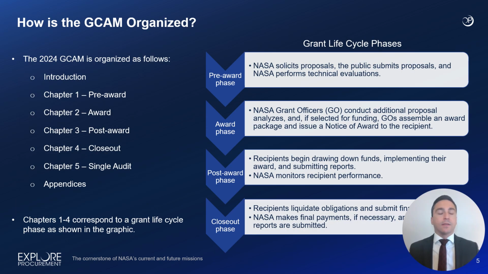The GCAM consists of an introduction, 5 chapters, and several appendices. The introduction outlines general guidance and policy requirements, such as the GCAM's applicability, and the 5 chapters are organized around the phases of the grant lifecycle and the single audit process.